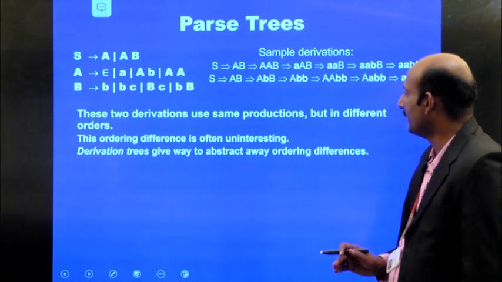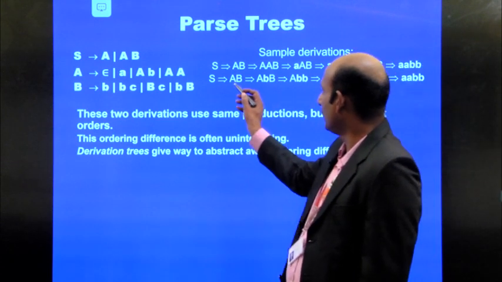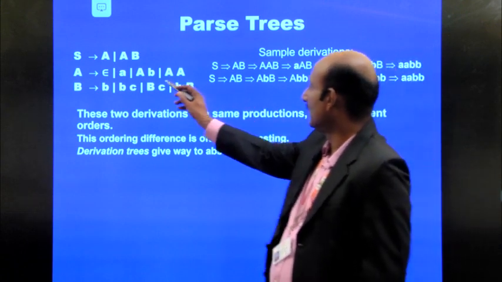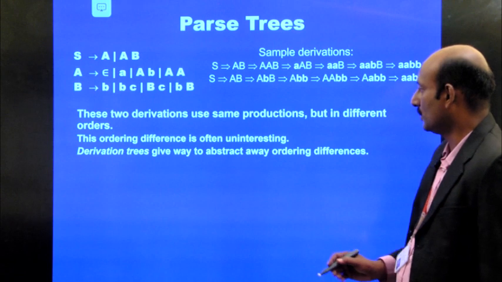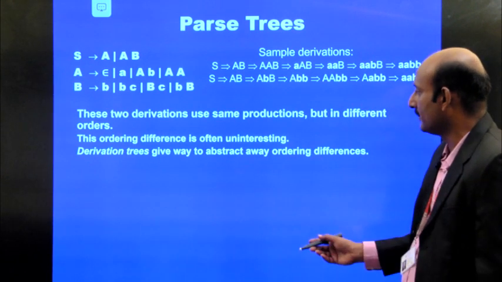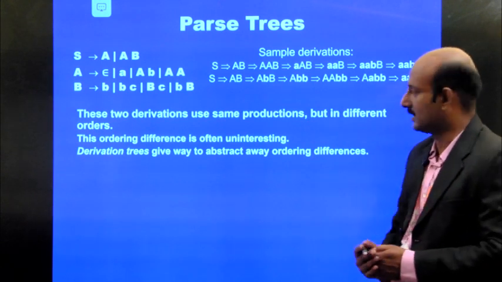So these two derivations use the same productions but in different orders. In the second one, we may take this order as AB. Instead of that, we may take this AB. Then we may replace likewise. This ordering difference is often interesting, so derivation trees give an abstract way of ignoring these ordering differences.